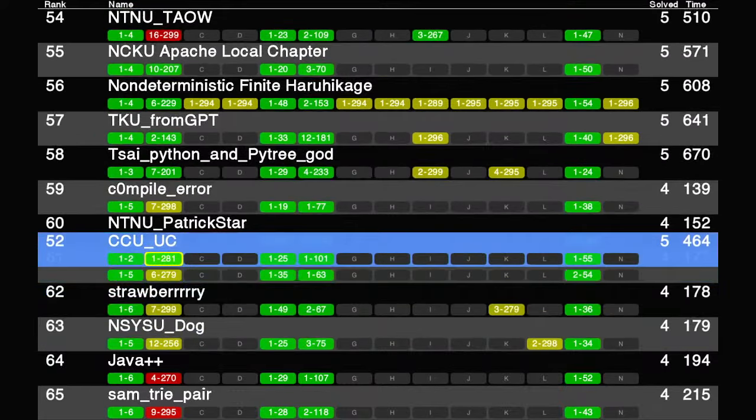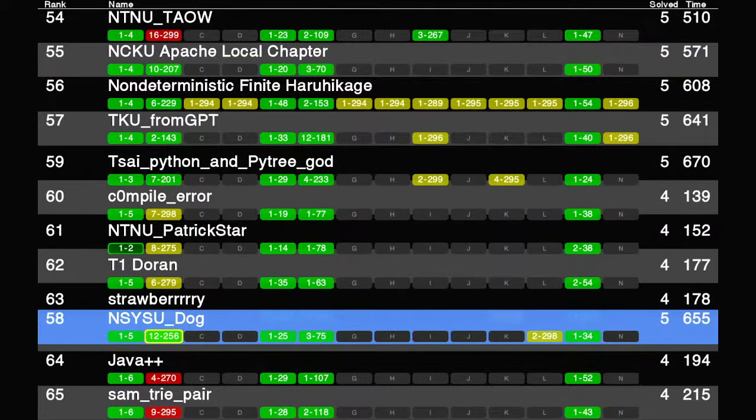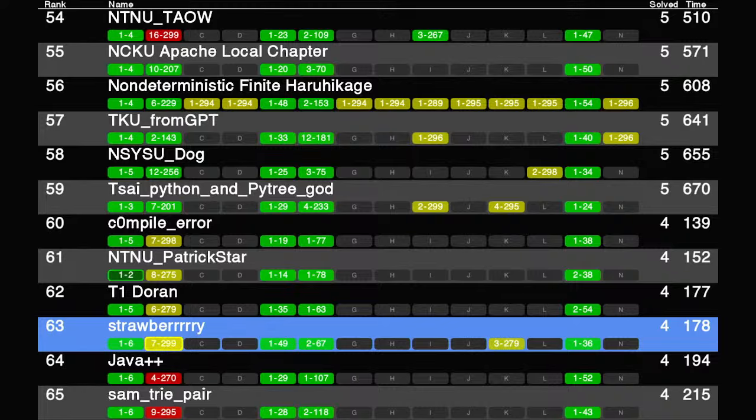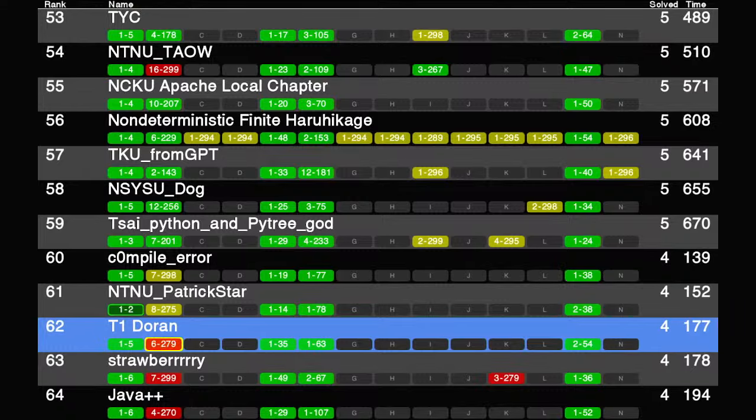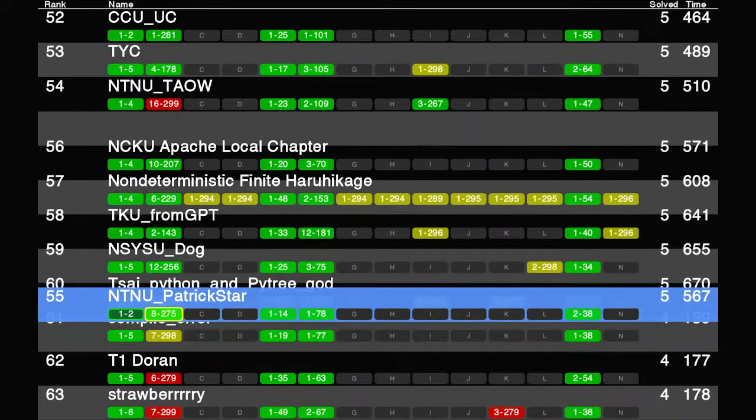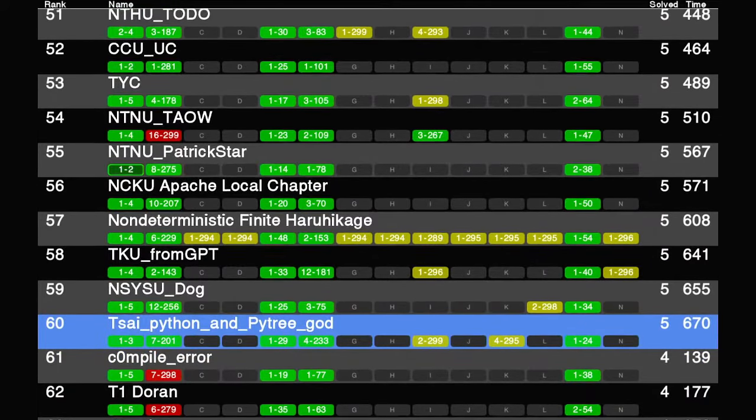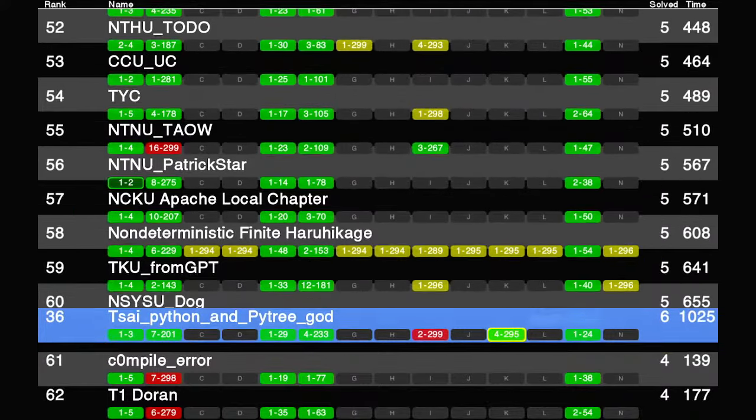CCU, UC gets a yes and moving to the bronze medal territory. MSYSU dog got a yes too. And Strawberry, last minute submission, a no. Another one on K is also a no. T1 Doran, no on problem B, and finished. And TNU Patrick Star, they have the overall first result problem A, got a yes on problem B. Compile error is finished, and now we're in the bronze medal territory.